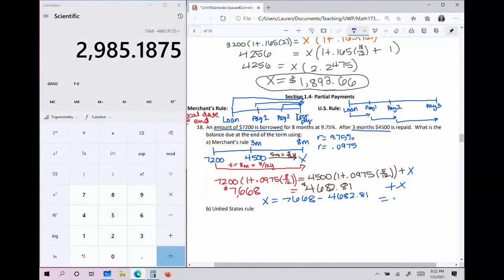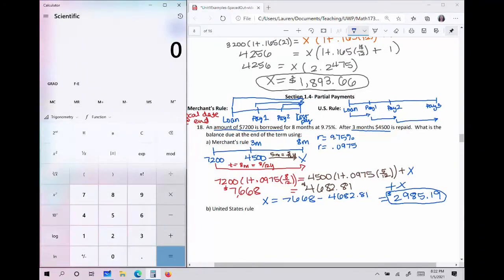So we get 2985.19, rounding to the nearest penny, which makes sense because we have 81, so we're going to end in a 9. So that would be our last payment in this scenario. Now you can enter all of this at once and subtract this first and then put it all in at once. You'd use the same keystrokes, you just have to compound them. So it's totally up to you.